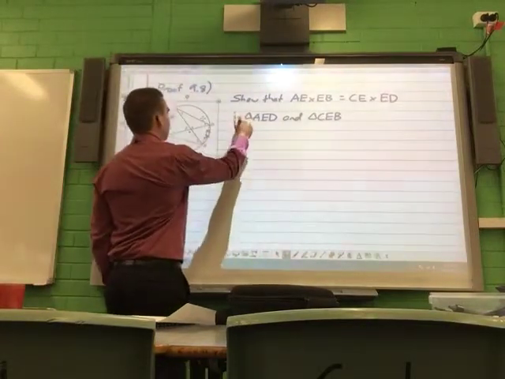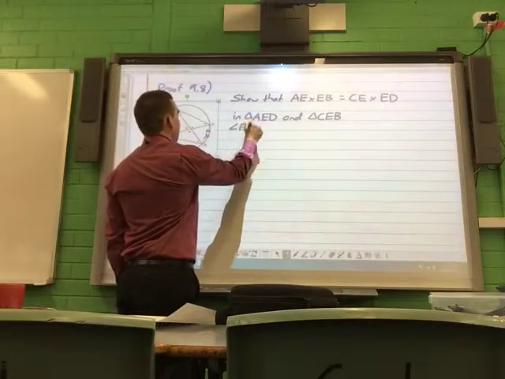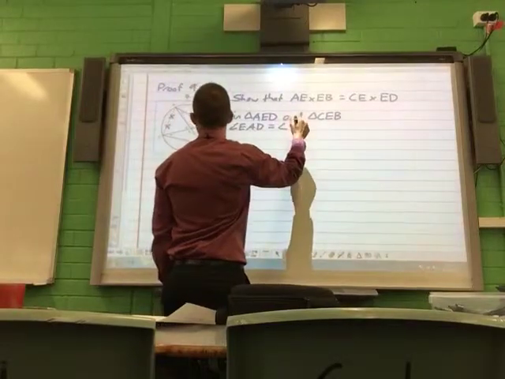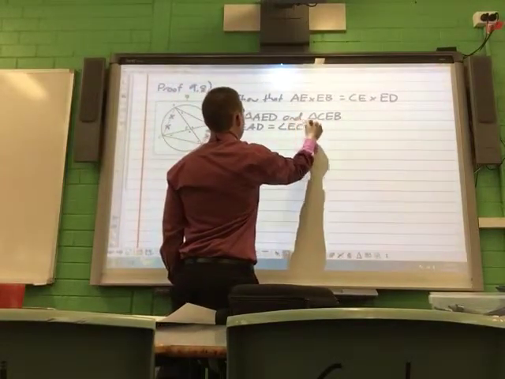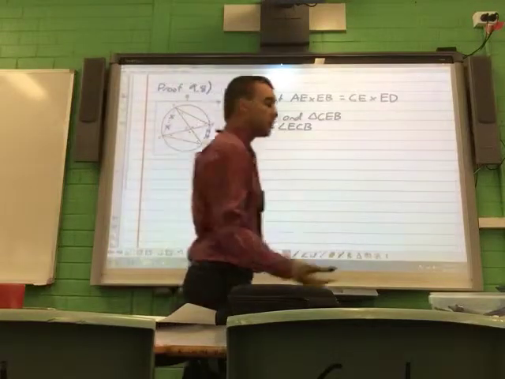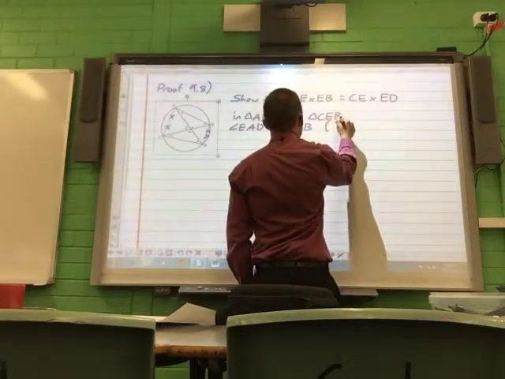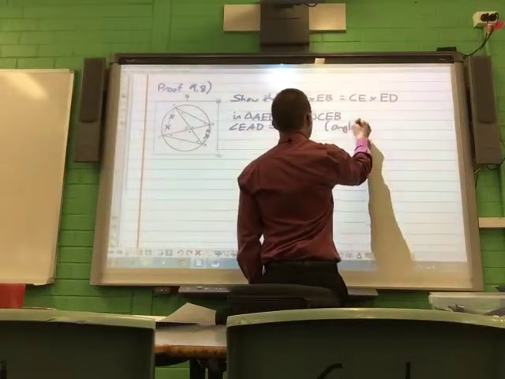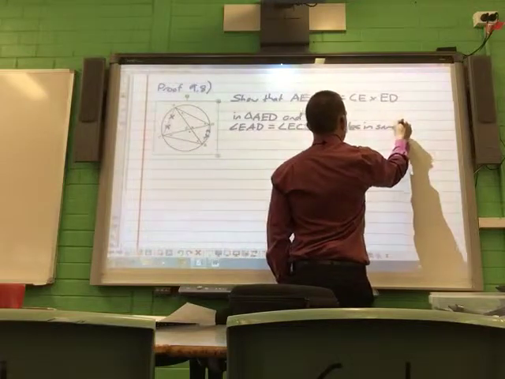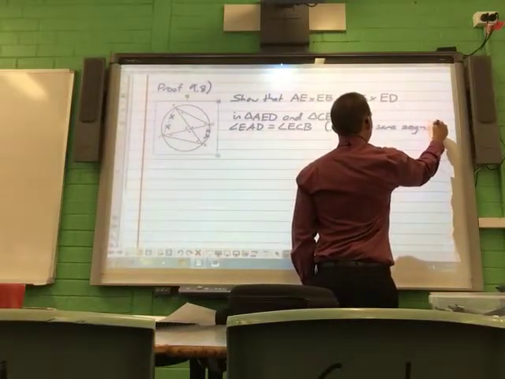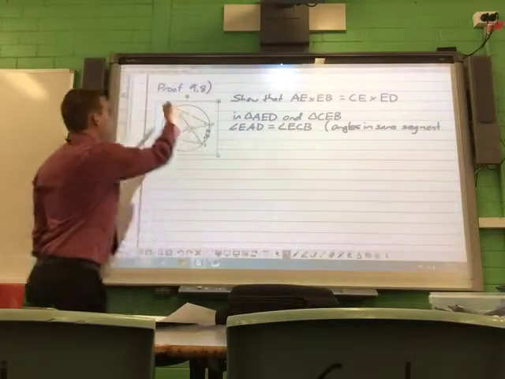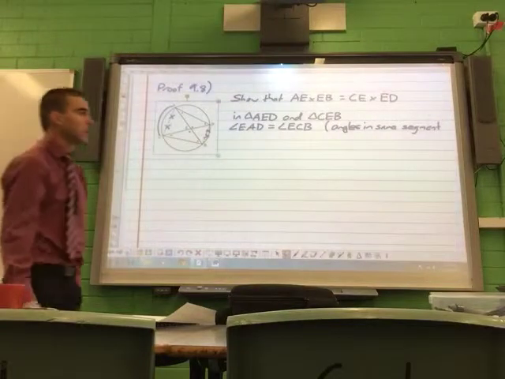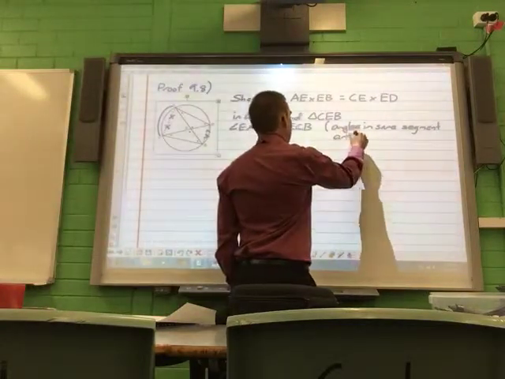Right, let's start with the first two. So angle EAD is equal to angle ECB. These are the butterfly wings. The formal statement is angles in same segment are equal. Remember the segment is referring to the arc. So that's the segment that we are referring to.